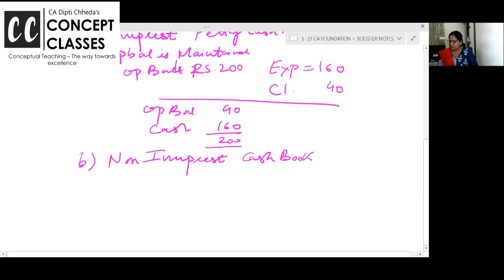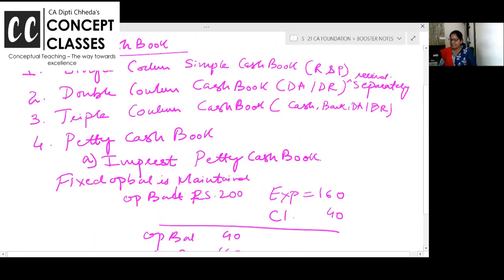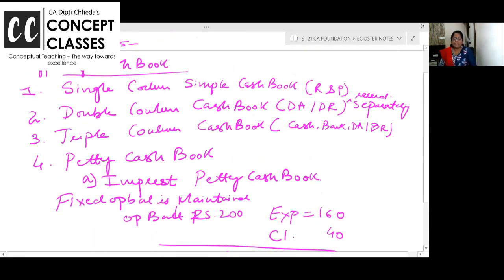Non-imprest cash book. Non-imprest cash book is routine. Opening, receipt, payment, closing, again we will give. It's not going to maintain the fixed. So these are the types of cash book I am teaching. I'm just introducing everything together to give you the whole idea of this topic we are going to do in 2 classes.